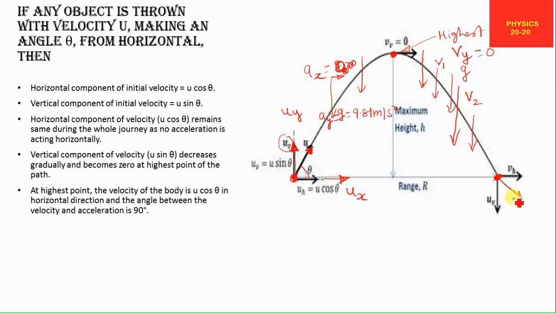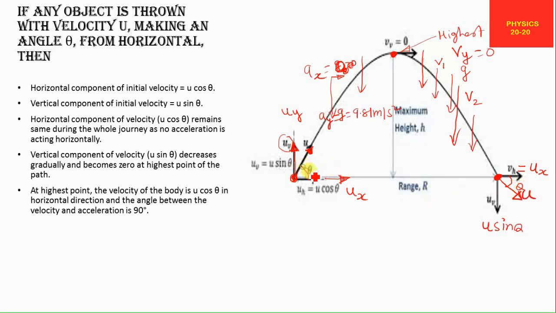So at this point, this is the point of strike. At this point of strike, the velocity is simply u. This is the same velocity with which it was projected, and this is the same velocity with which it is striking this horizontal ground. Here the horizontal velocity remains constant. This is the ux, that value is equal to u cos theta, and this vertical velocity is equal to u sin theta.